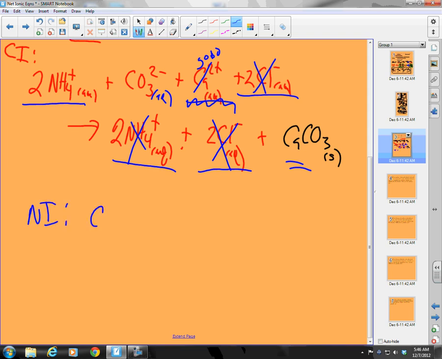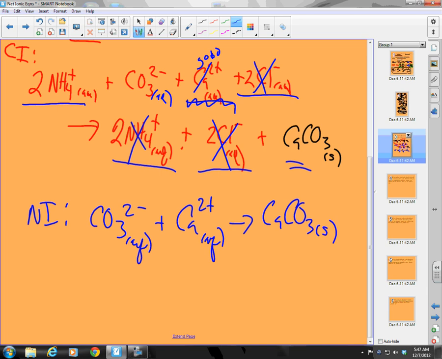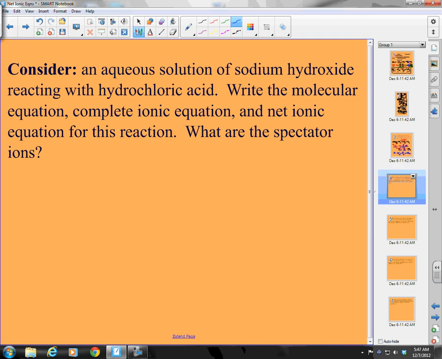And so when I make my net ionic, what do I have? I have CO3 2 minus, aqueous, plus calcium 2 plus, which I shouldn't have put a line through, right? Leading to what? Calcium carbonate solid. Hey, that's a piece of cake. Sure is. Let's do a couple more, and then we will call it a day. All right, let's do this one together. This one's a bit different, but not much. What do we have? We have sodium hydroxide. So let's go with my molecular. I have sodium hydroxide, and it is aqueous, and that's ionic, right? Plus hydrochloric acid, HCl. It is aqueous.